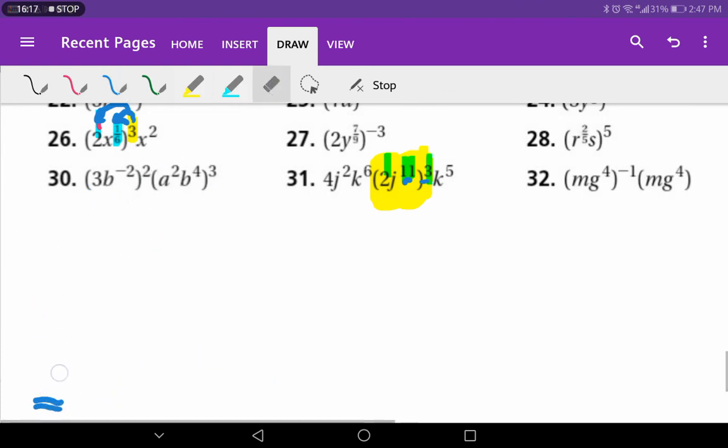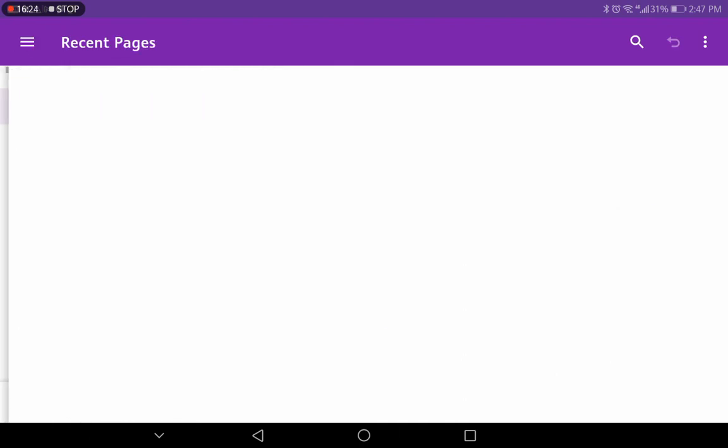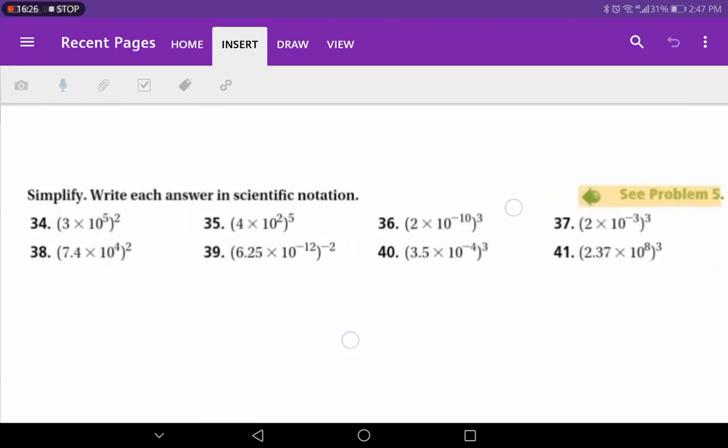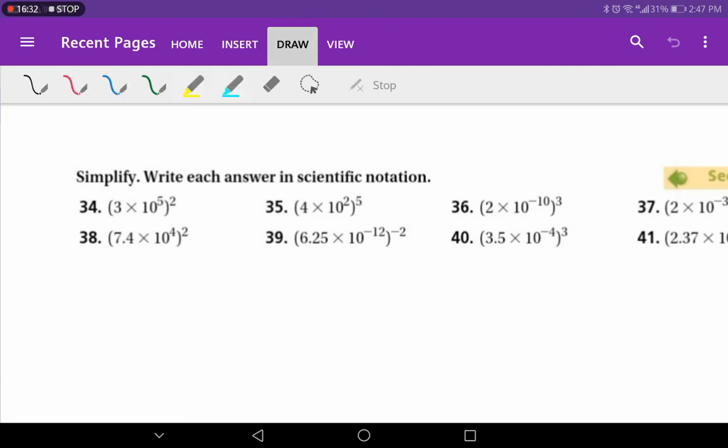Let us move to the next part. This is question number 32. I will move to 34. Here, simplify, write each answer in scientific notation. Scientific notation, we use it in science more. Scientific notation has a rule. Okay, let me show you.